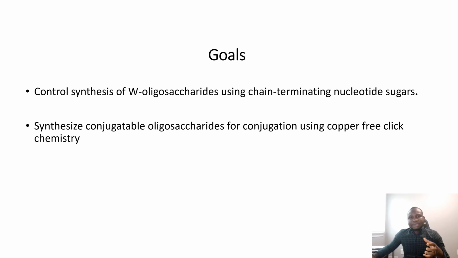Talking about the goals of this research, it is to be able to control sugars to move to a well-defined homogeneous glycoconjugate vaccine, and we are using two methods in achieving these goals. One of the methods is the control of the synthesis of W-oligosaccharide using chain-terminating nucleotide sugars. This will help us in understanding movement towards the homogeneous-based vaccine. And then the second method involves synthesizing the conjugatable oligosaccharide for conjugation using copper-free chemistry.